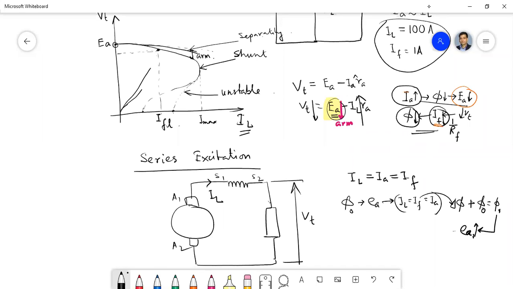Okay, so let me erase this. I don't know why the board is getting stuck.